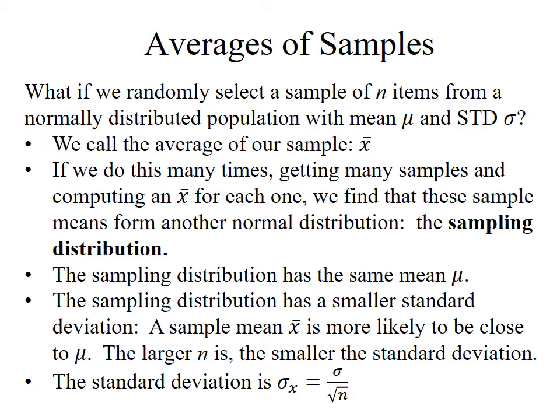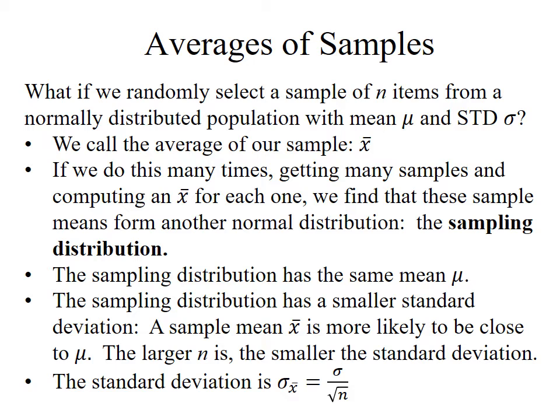What we would find is if I made a histogram of all these different x bars, all these different sample means, I would find the sampling distribution has the same mean, mu, as the underlying population did. But I would find the sampling distribution has a smaller standard deviation than the population itself does. A sample mean, x bar, is much more likely to be close to the overall average. This is because if I just grab one person, say the next man to walk through the door, the person could be unusually tall or unusually short or unusually far from average.